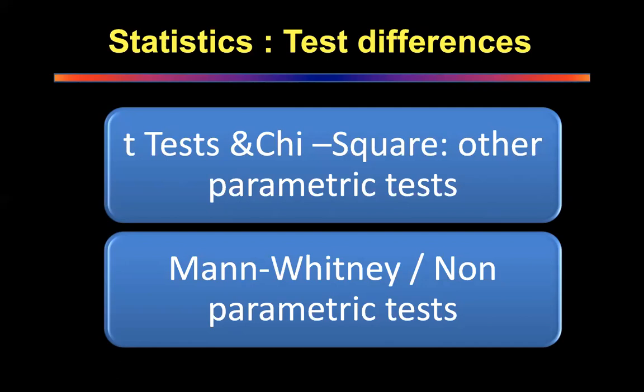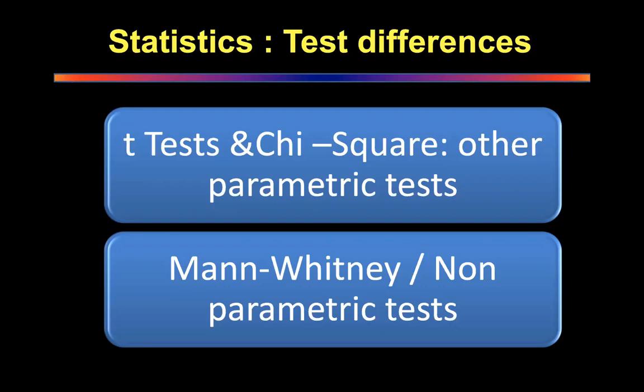So these are tests which are used to look at differences between group A versus group B and tell you whether these differences are statistically significant or not. So this is where you use tests. You use parametric tests or you use non-parametric tests, okay? And I'll talk about this in more detail.